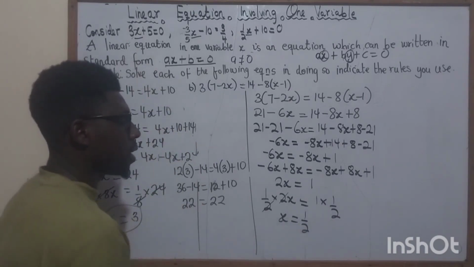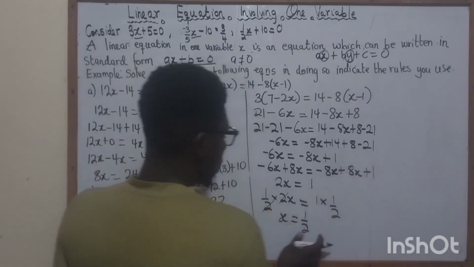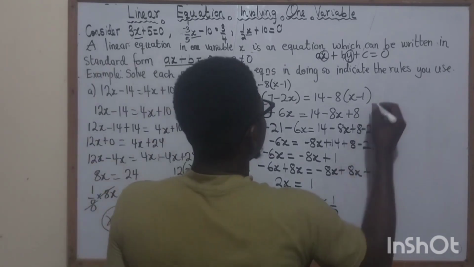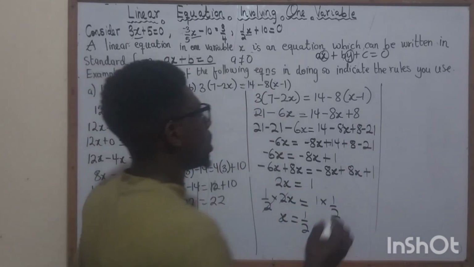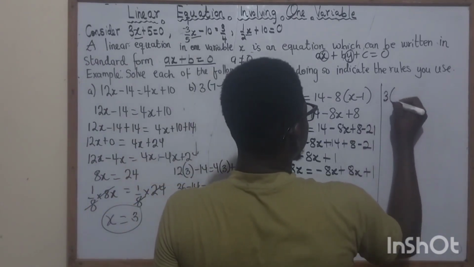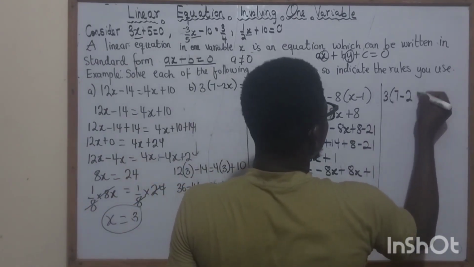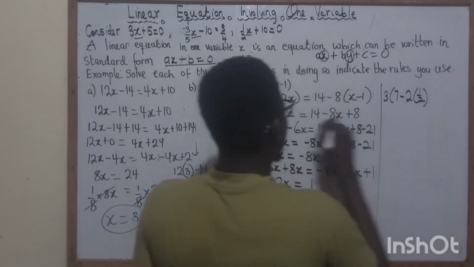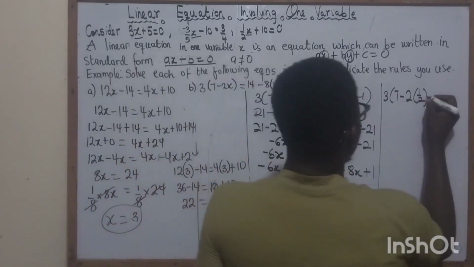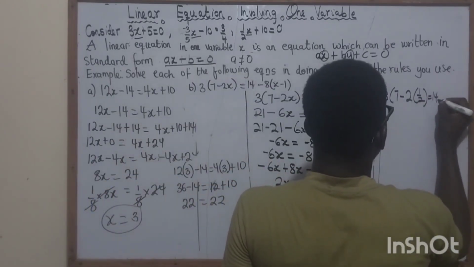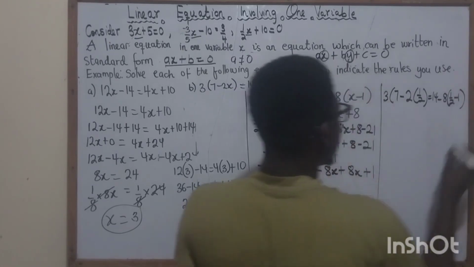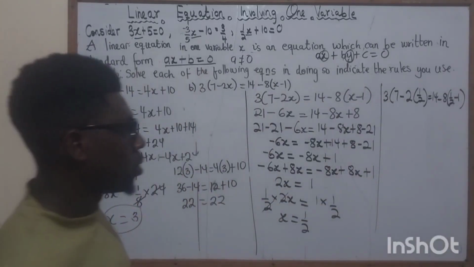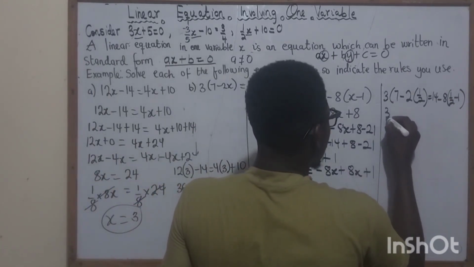We can do a fast check to see whether this is true. So let's substitute x equal to 1 over 2 into the given equation. So I have 3 into bracket 7 minus 2 over 1 over 2, okay? And do the same here, 14 minus 8 into bracket 1 over 2 minus 1. All right, so we move on. So I'm going to get what?